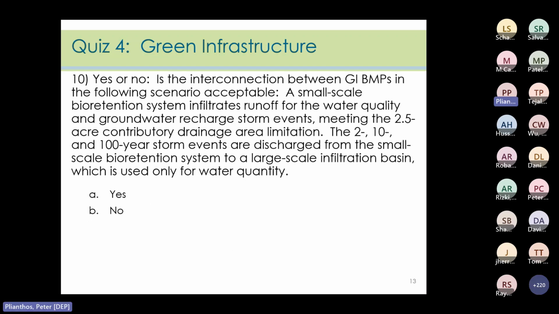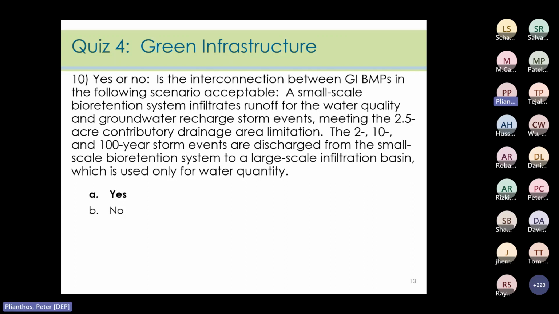Number 10, yes or no? Is the interconnection between GI BMPs in the following scenario acceptable? A small-scale bioretention system infiltrates runoff for the water quality and groundwater recharge storm events, meeting the 2.5 acre contributory drainage area limitation. The 2, 10, and 100-year storm events are discharged from the small-scale bioretention system to a large-scale infiltration basin, which is used only for water quantity.